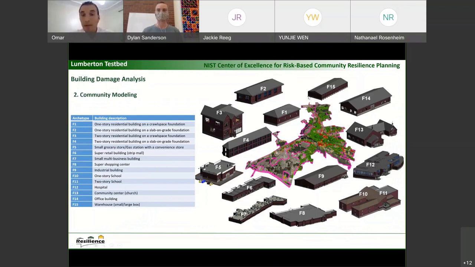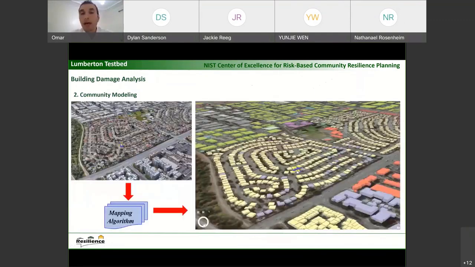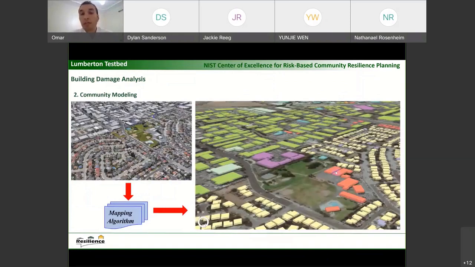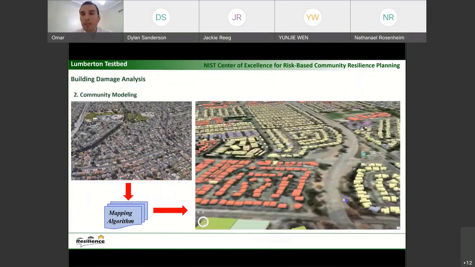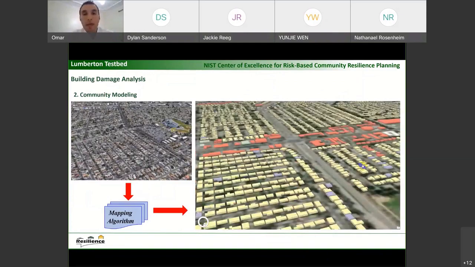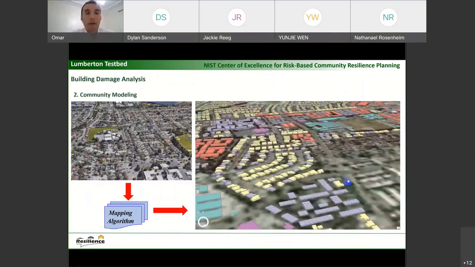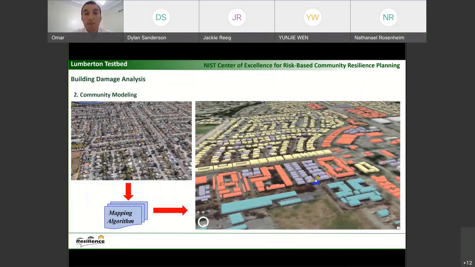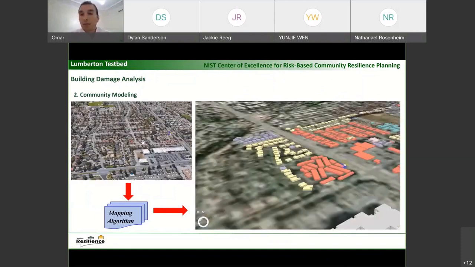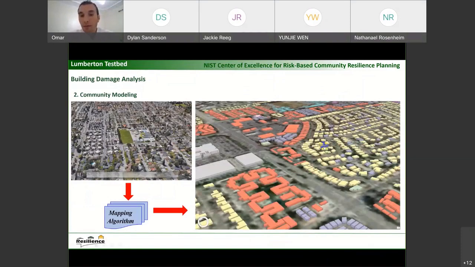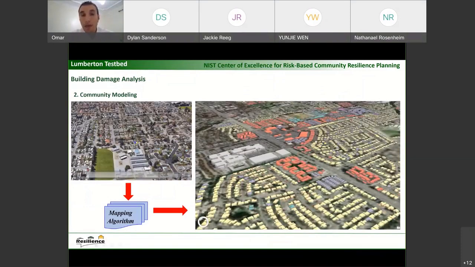Next, we use the available data about the buildings within the community, including the number of stories, foundation type, roof shape, construction materials, all of this information to map these archetypes to real communities. And we did this mapping for multiple communities. Here it shows some videos. This is not Lumberton, but it's the same thing, with the real community and the mapped community with buildings color-coded based on their archetypes.